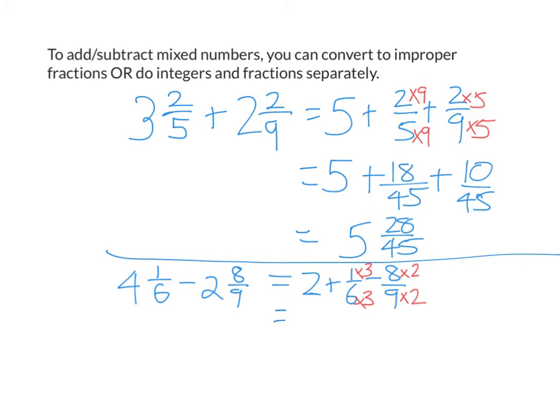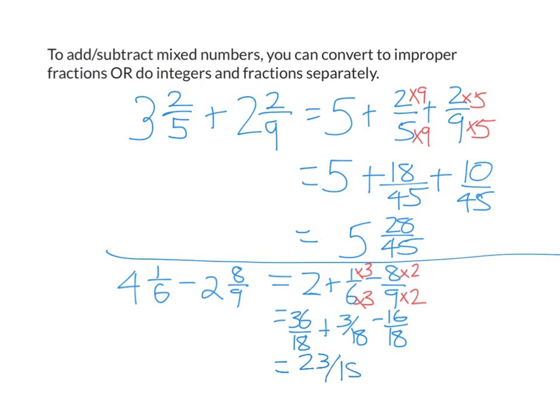So I'm going to leave the whole number alone. 1 over 6 is the same as 3 over 18. 8 over 9 is the same as 16 over 18. So to do this, I'm going to make all of these have the same denominator. 2 is actually the same as 36 over 18. 36 over 18 is equal to 2. So now I go 36 plus 3 is 39, minus 16 gives me 23 over 18.